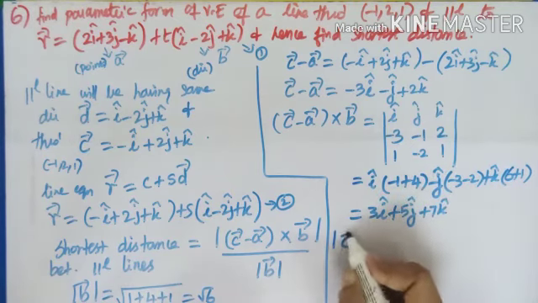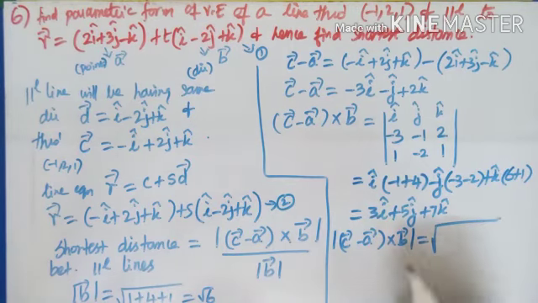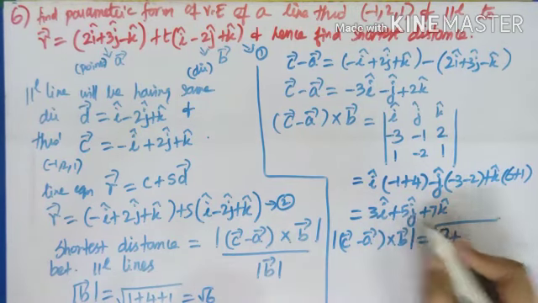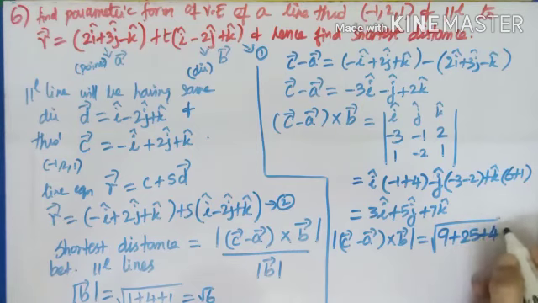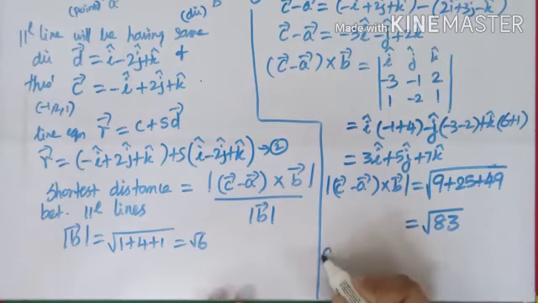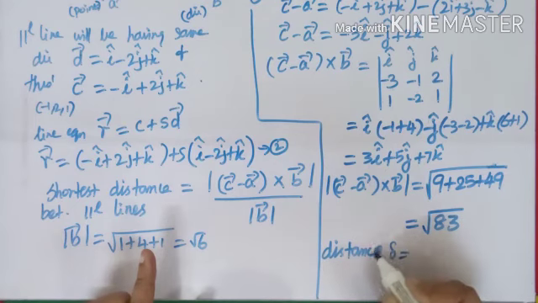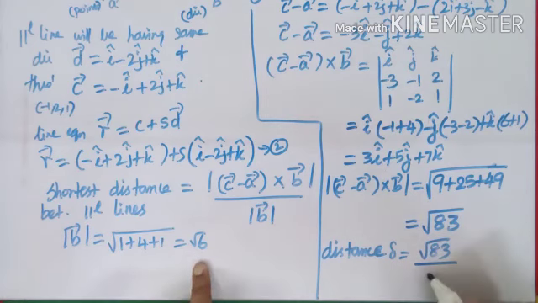What is the modulus of it? The modulus of C minus A cross B vector is the root of squares. Squaring: 9, 25 plus 49. So we get root of 83. The distance formula we have written: del is equal to root of 83 divided by mod B, which is root 6, and that many units.